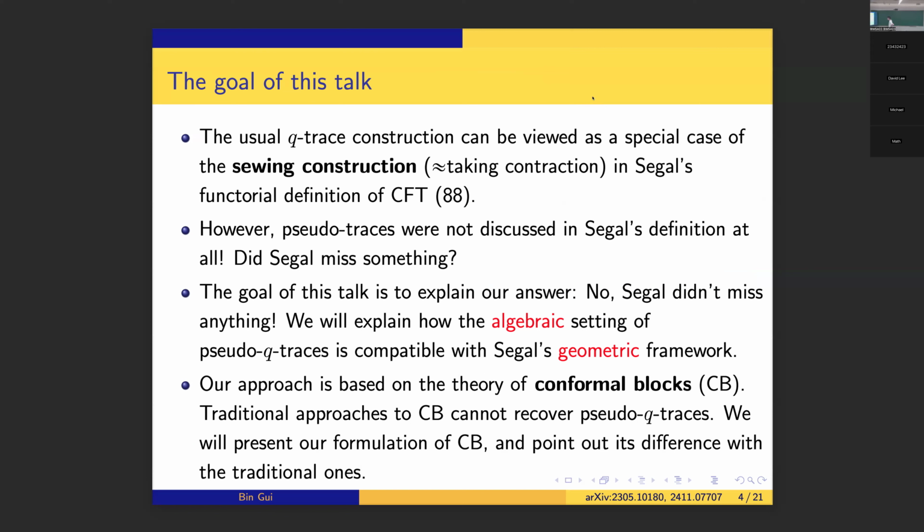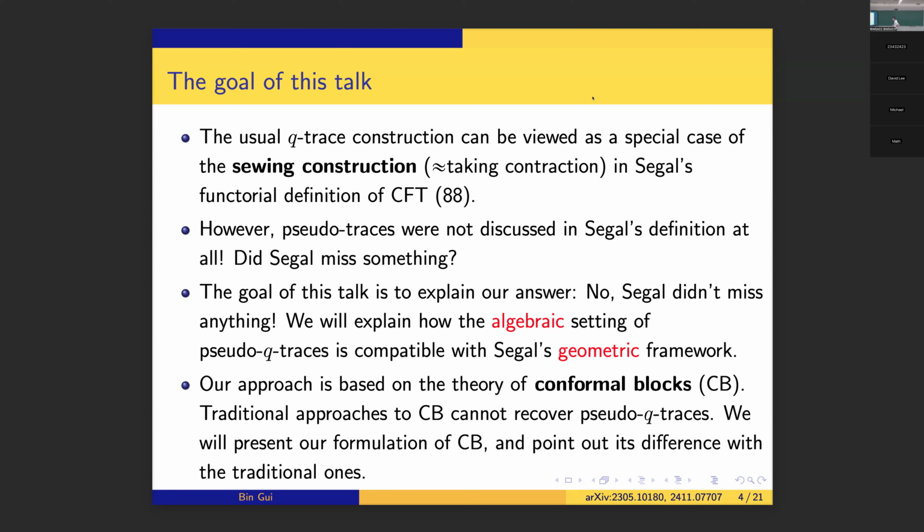So the goal of my talk is to give you the answer. No, Segal didn't miss anything, but with a slight adjustment of Segal's formulation of the sewing construction, we can recover the pseudo-q-traces. So the main goal of my talk is to explain how to incorporate all these pseudo-trace structures into the framework of Segal's sewing construction. In particular, I'll explain how this algebraic definition of pseudo-traces matches Segal's geometric framework, and our explanation will be based on the theory of conformal blocks.